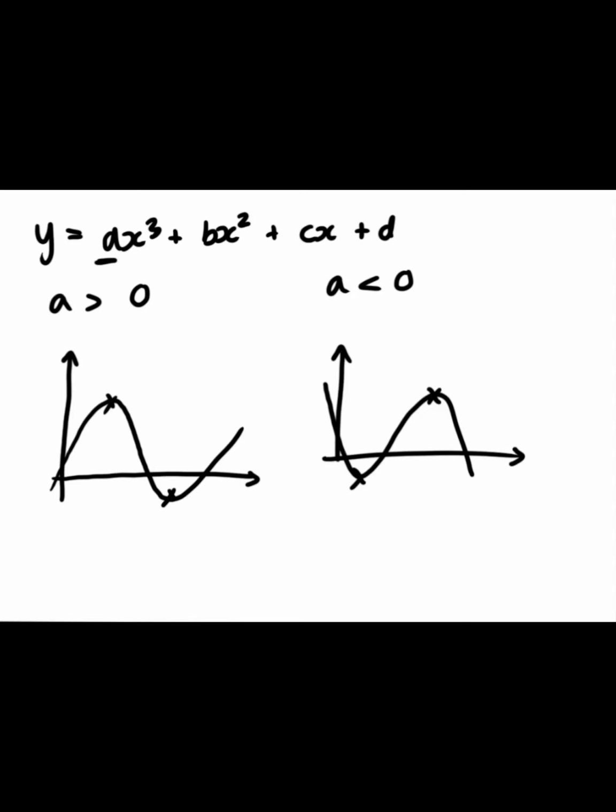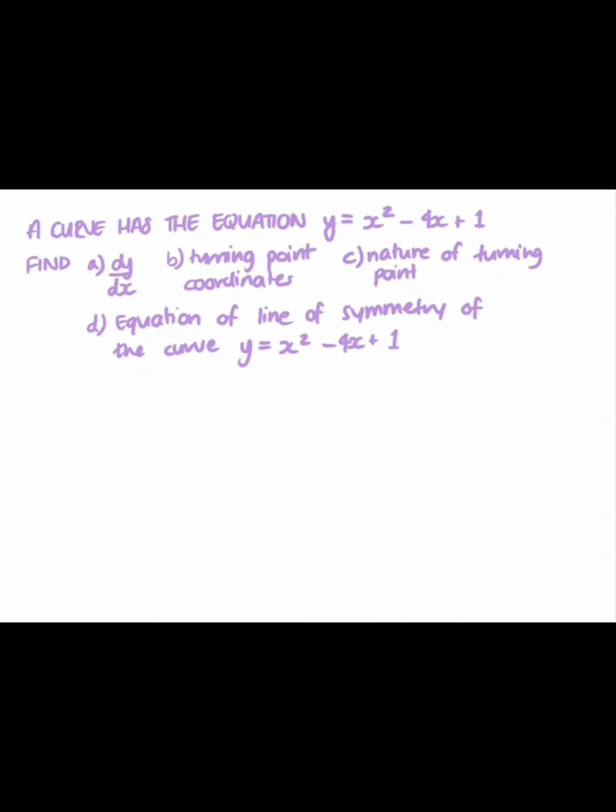All right, let's go through one question together that you might get, which should sum up everything that we've learned today. You might get a question that looks like this. They've given us the equation of a curve, and the first thing they've asked us to do is find dy by dx, which I am assuming you're all pros at by now. So the answer to part A would be 2x minus 4.